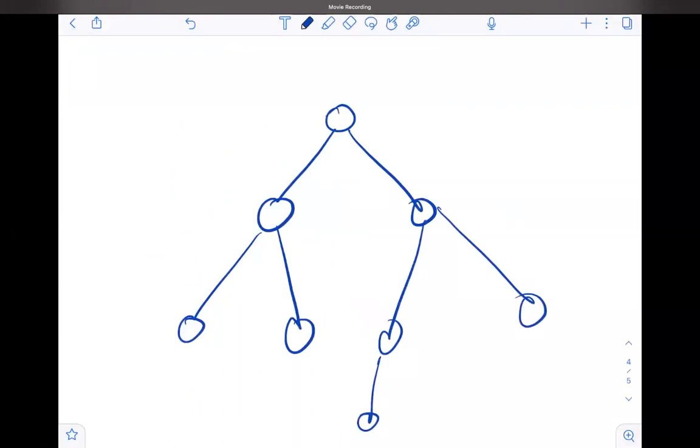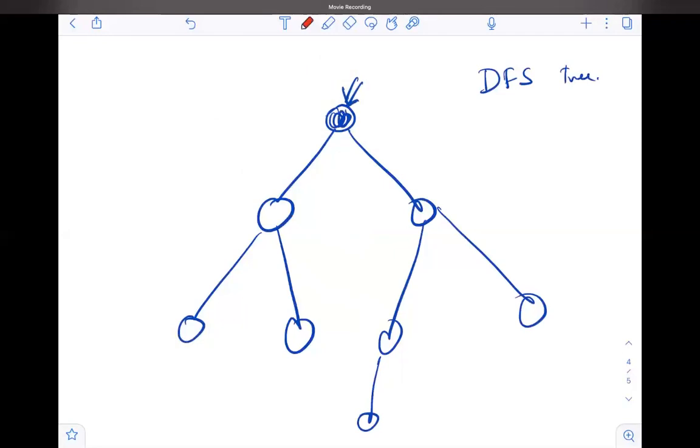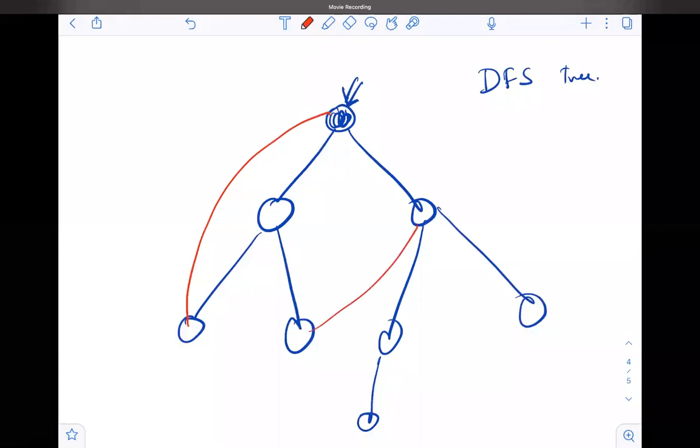Okay, this is the DFS tree. That means I have started from this node, my root node, and I produced that tree. Of course, there are some edges that are not there. For example, there are edges maybe like this that are not there, or some edges like this, or like this, some edges like this. Okay.